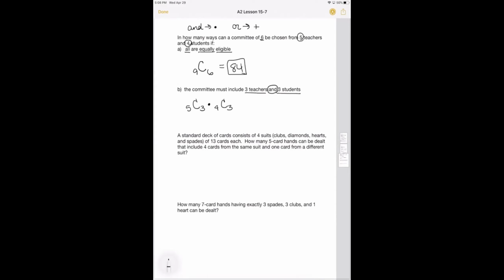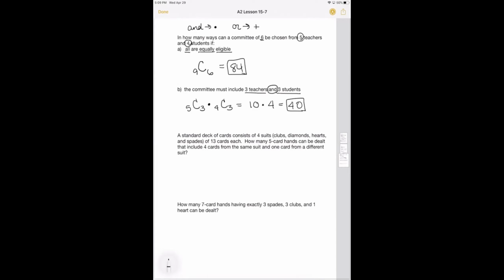Now the order doesn't matter, so we're going to use combination here. There's no special job for any particular one. These are general groups of students and teachers. Let me use my calculator here. Out of 5 teachers, I'm going to choose 3, and that is a value of 10. And then out of 4 students, I'm going to choose 3, and there are 4 ways I can do that. So the number of ways I can choose a committee with 3 teachers and 3 students is 40 different ways.